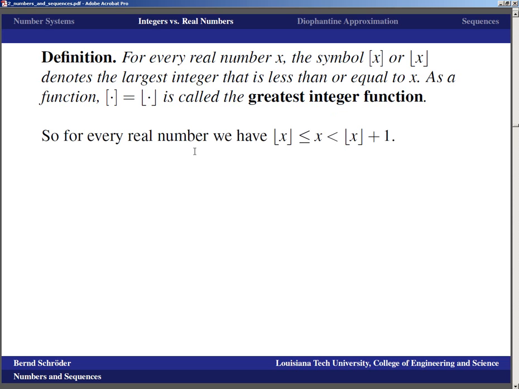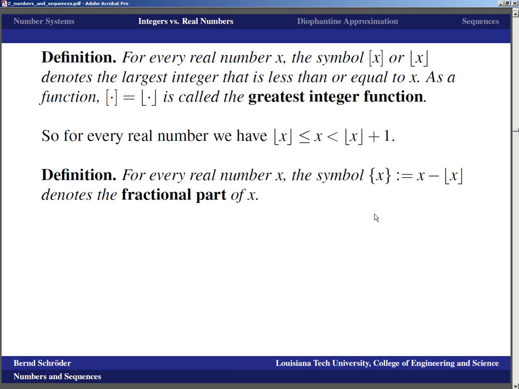And what that means is that for every real number x, we have that the greatest integer below x is less than or equal to x, and that's strictly smaller than the greatest integer below x, plus 1. On the other hand, we can also define the fractional part. For every real number x, the fractional part of x is x minus the greatest integer below x. As an example, the floor of 3.4 is 3, and the fractional part of 3.4 is of course 0.4.